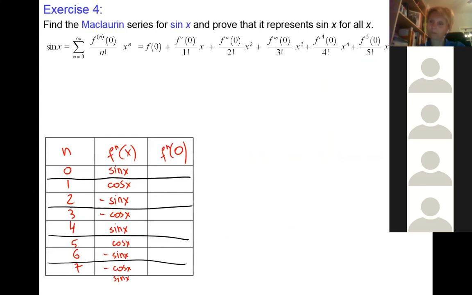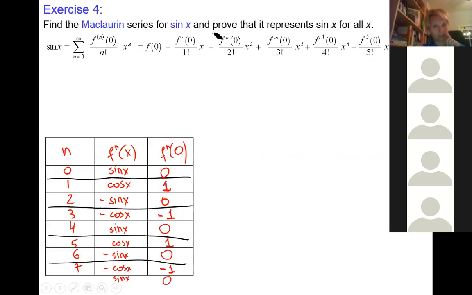But now let's find the values at 0. What is sine at 0? Sine at 0 is 0, great. And can you see what's happened? Sine at 0 is 0, 0, 0, 0. Every other term is gone. What about cosine? What is cosine at 0? Cosine at 0 is 1. But now, negative cosine is negative 1. Cosine, it's 1, and negative 1. That's what we have.